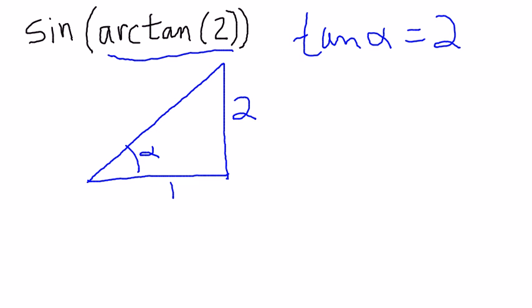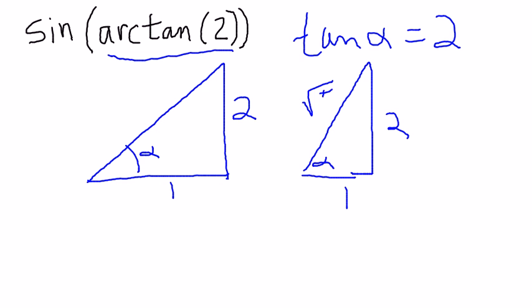And of course I didn't draw it very correctly here, because 2 is twice as big as 1, so it should look more like this. But whatever that angle is, I can figure out the length of the hypotenuse. It's the square root of 2 squared plus 1 squared, because those are the sides. So I get the square root of 5.